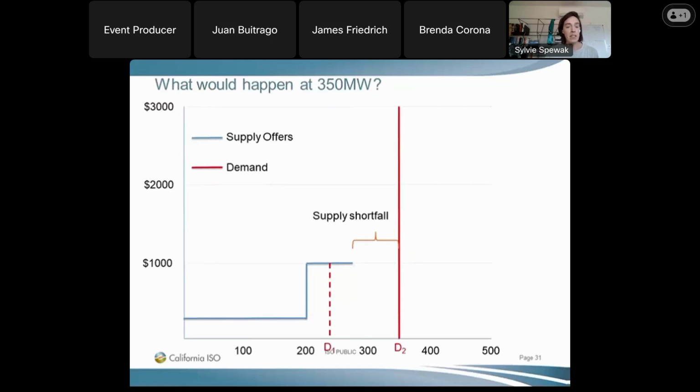If you move demand from D1 to D2, you get a supply shortfall. And we currently have a lot of market mechanisms and also a lot of regulations from various states and utilities that are intended to prevent this from ever happening. But there's always a level of uncertainty. So the idea of scarcity pricing, reliability, capacity markets, et cetera, are intended to account for that uncertainty in case this happens. Next slide.